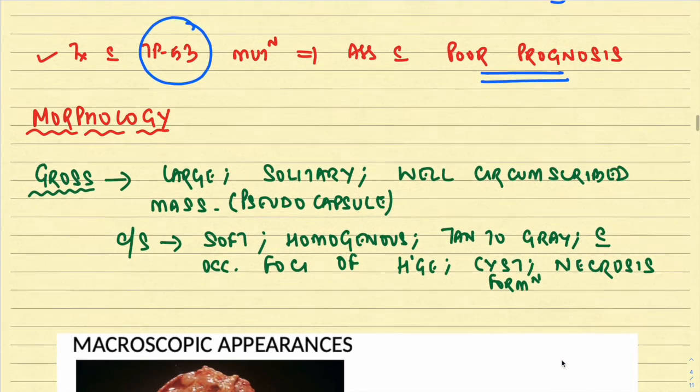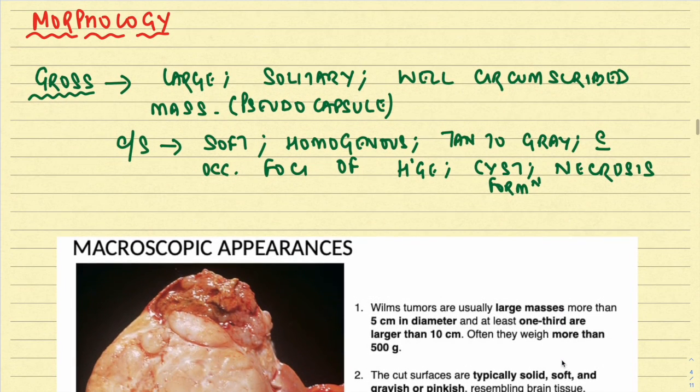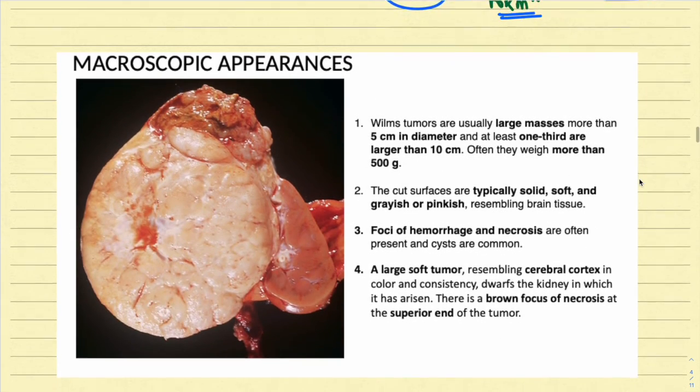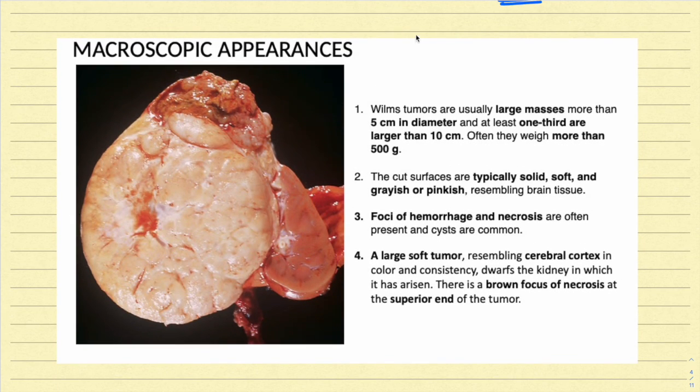Now, coming to the morphology of Wilms tumor. Grossly, if you are looking at a Wilms tumor, these are very large tumors. They are solitary and they develop a false capsule, a pseudo capsule, so they are quite well circumscribed. On cut section, they are soft, homogeneous, tan to gray with occasional foci of hemorrhage, cyst formation, as well as necrosis. So this is the gross appearance of Wilms tumor.